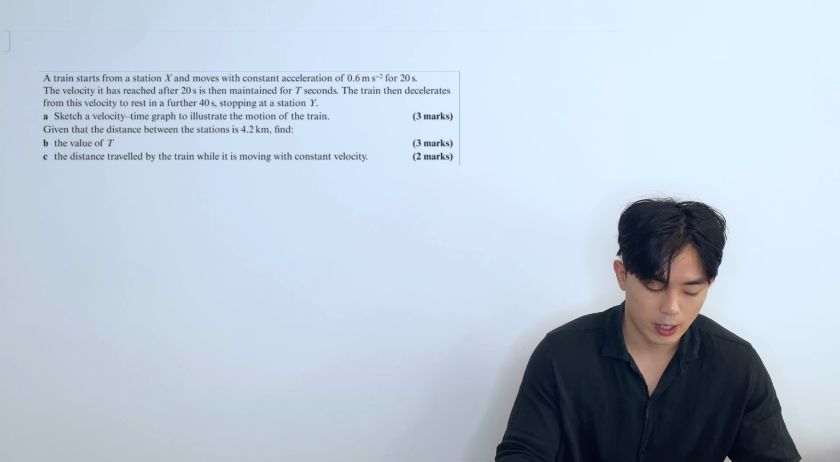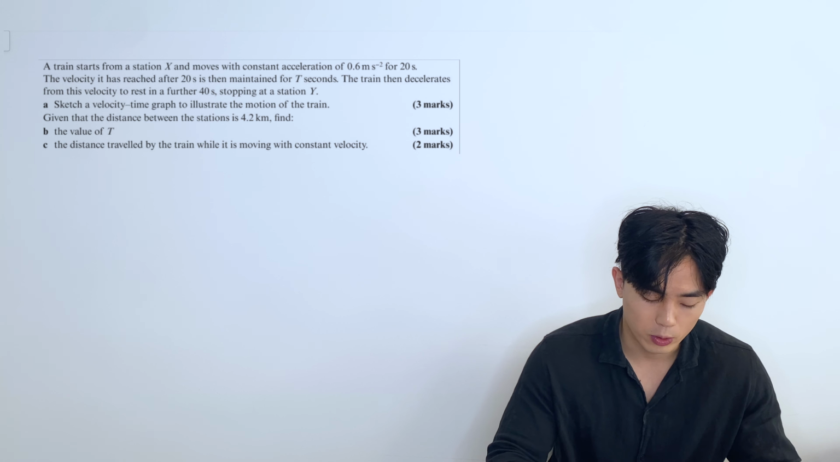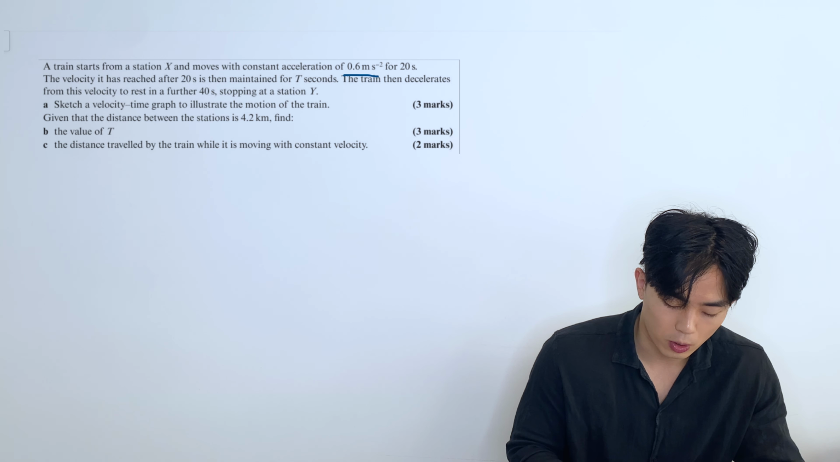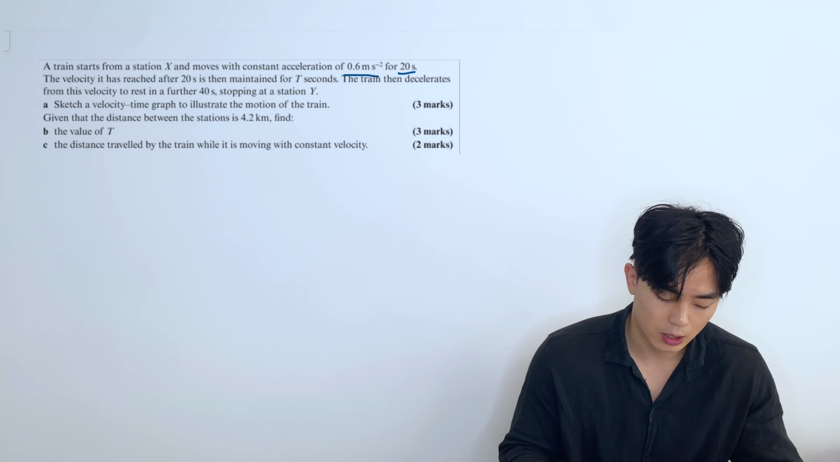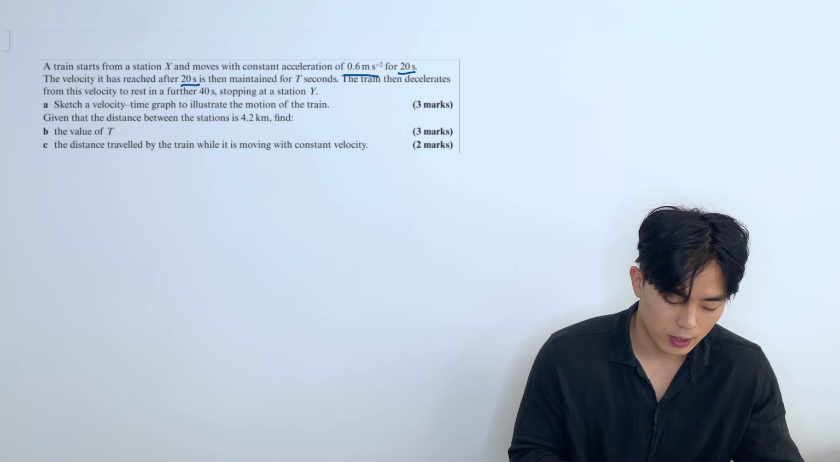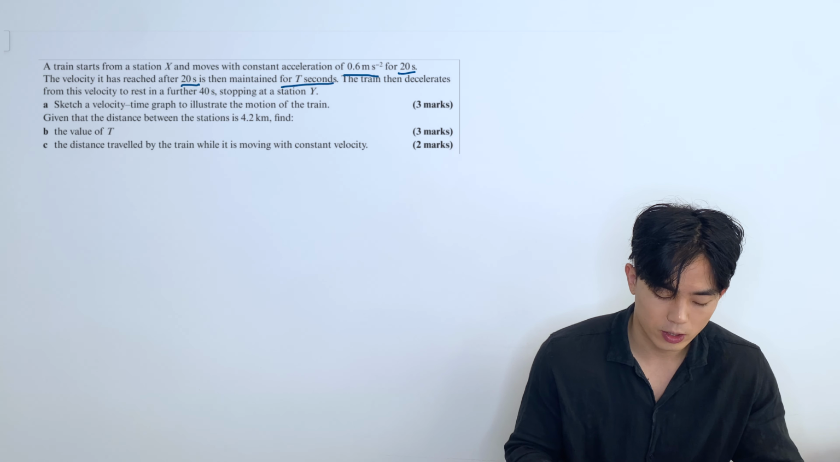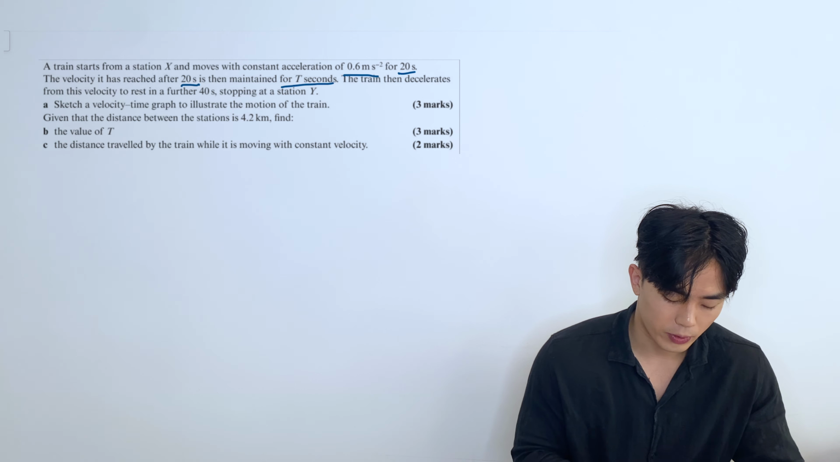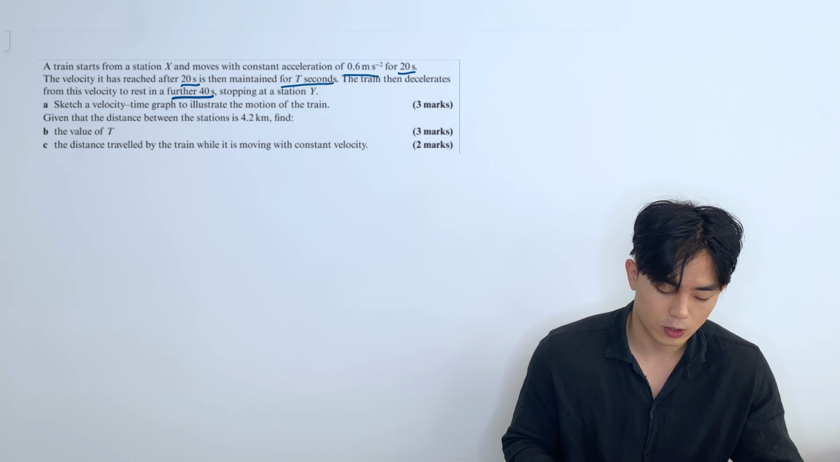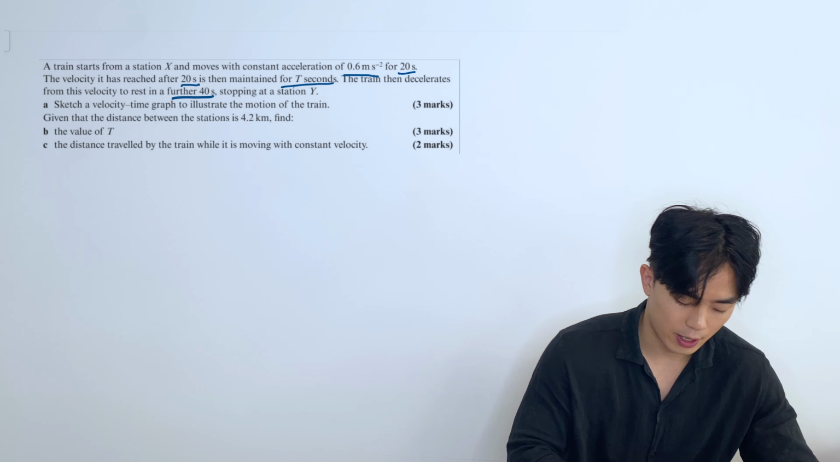Let's try this question here. A train starts from station X and moves with constant acceleration 0.6 meters per second squared for 20 seconds. The velocity it has reached after 20 seconds is then maintained for t seconds. The train then decelerates from this velocity in a further 40 seconds, stopping at station Y. Sketch a velocity time graph.